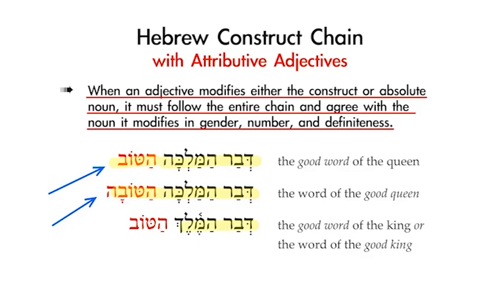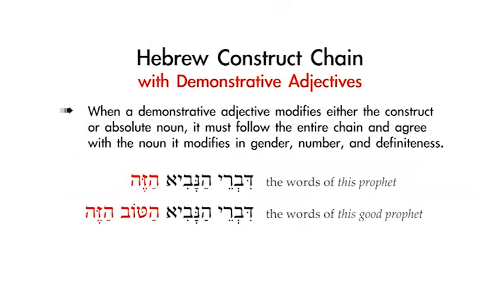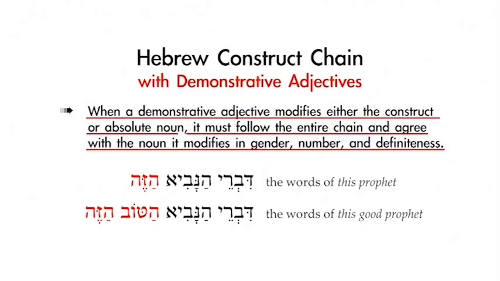Devar, Hamelech, Hatov. In this example, once again, the adjective appears outside of the construct chain, and it's masculine and singular. But both of the nouns in the construct chain are considered masculine and singular and definite, like the adjective. So we could translate this either as the good word of the king or the word of the good king. And depending upon context, you would make that decision. The same is true with demonstrative adjectives. When a demonstrative adjective modifies either the construct or absolute noun, it too must follow the entire chain and agree with the noun that it modifies in gender, number, and definiteness. So you can see in our first example, Divrei Hanavi Hazeh, the words of this prophet.